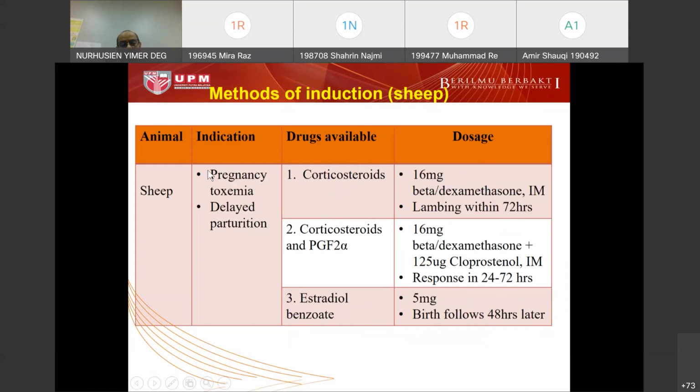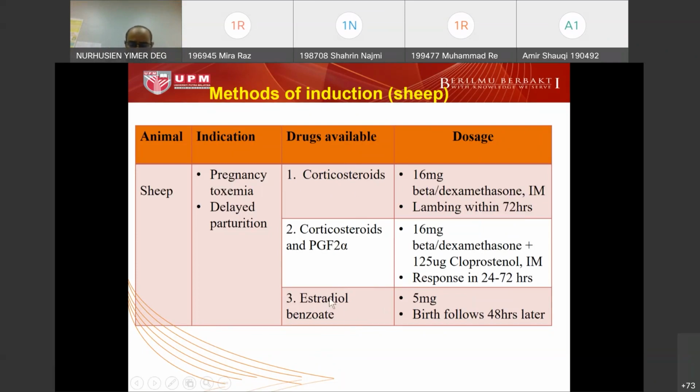Remember that the source of progesterone in sheep, as we discussed last time, comes mainly from the placenta, right? So usually the placenta will take over the role of the corpus luteum in the sheep to produce progesterone. That's why prostaglandin doesn't come as a primary choice or first choice of drug for the induction of parturition in the case of sheep. So you either have to give a combination, especially when the stage is advanced, or you have to give corticosteroids, but not prostaglandin alone to produce induction in sheep.